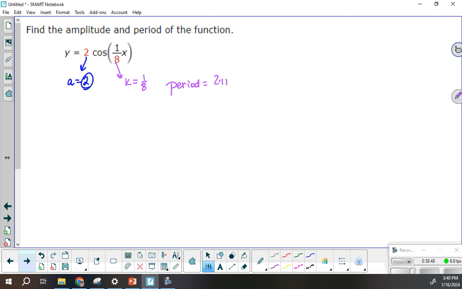So your period is 2 pi divided by 1/8, which is 2 pi times 8, or 16 pi. Okay? That sucker is really stretched out horizontally. So you are only going to get through 1/8 of a cycle in 2 pi time. It's going to take you 16 pi to get through an entire cycle of cosine. Okay, that's what that's telling us.